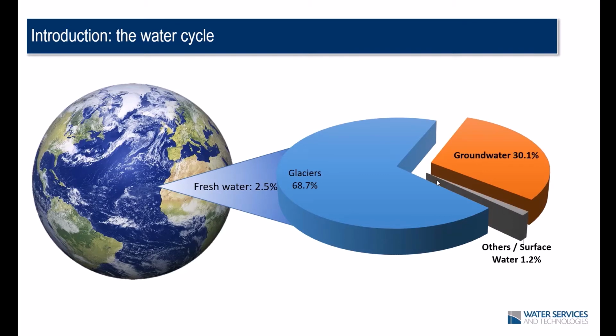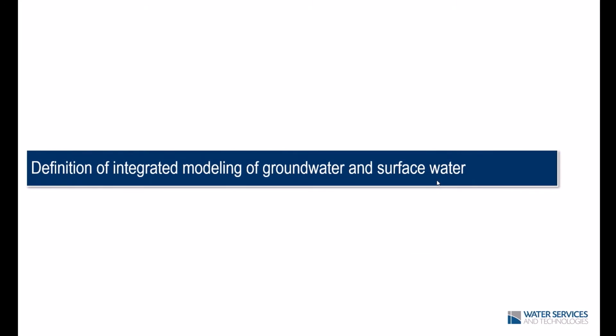So a message that this information gives us is that we cannot talk about fresh water only thinking about the water that we see on the surface. We need to know that most of the water is in glaciers, and another great part is groundwater. So we need to have good practices on water use, considering not only the water that is on the surface, but also groundwater. We're going to talk now about the definition of integrated modeling of groundwater and surface water.